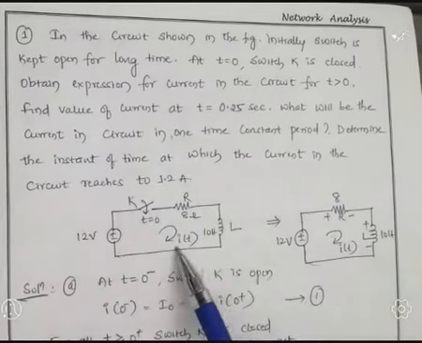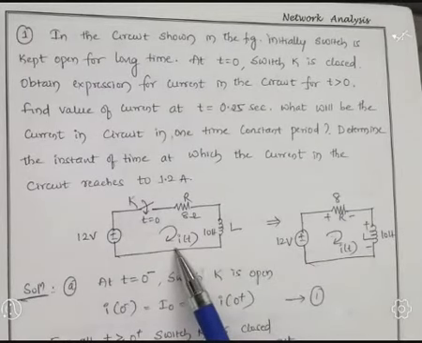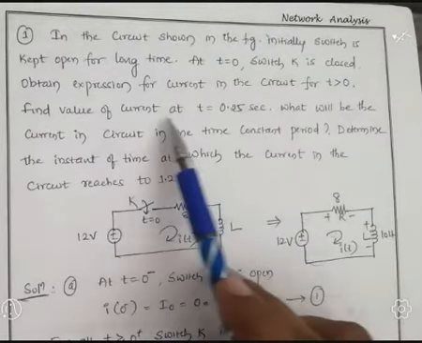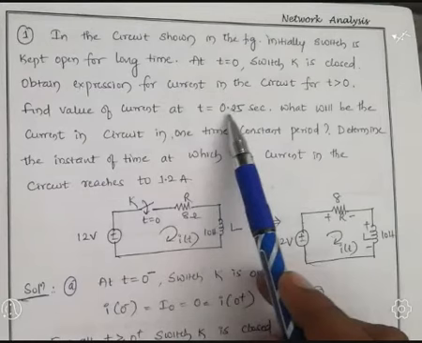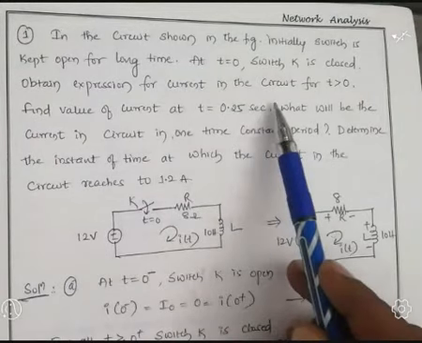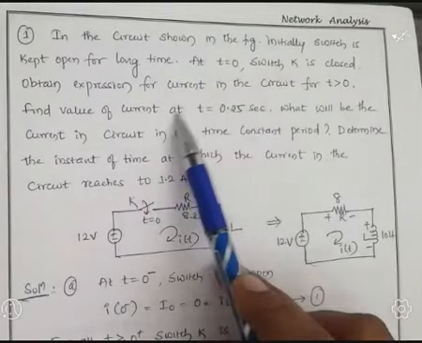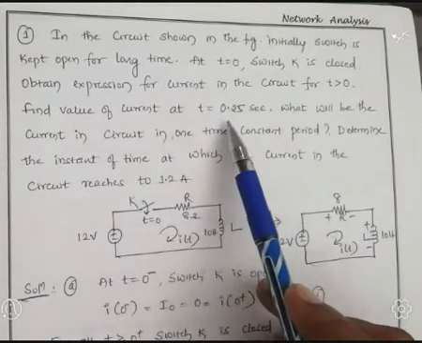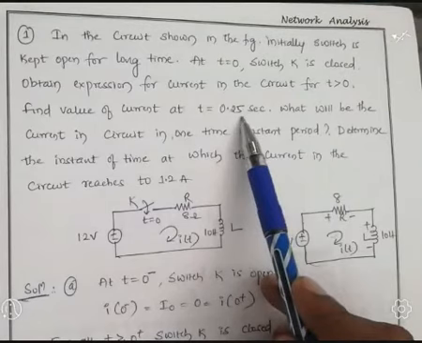So what are the things given in this example? First we have to list out the given data. Find the value of current at time t equal to 0.25 seconds. For this time, how much current is flowing through the circuit? We have to calculate I of 0.25, at t equal to 0.25 seconds. This one we have to calculate. Then what will be the current?